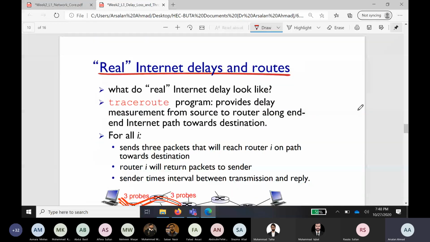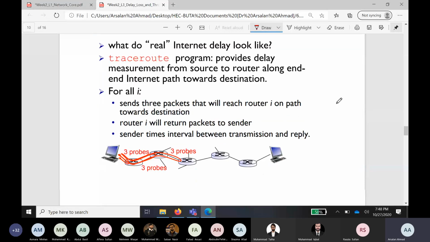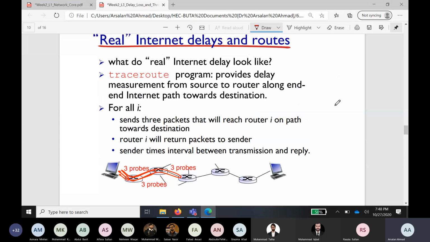Now I am going to give you one last thing. So we started the topic, we discussed the components of delay, all 4 components of the nodal delay. Then we discussed end-to-end delay, and now we are going to discuss the real internet delay. One of my favorite topics to teach and one of my favorite tools to teach. We are going to use the traceroute program. I hope many of you might have used it before.